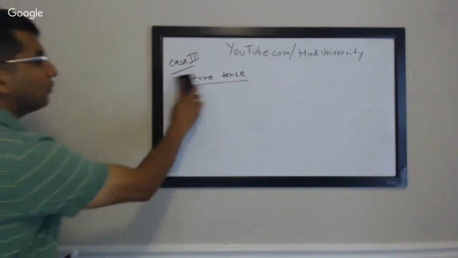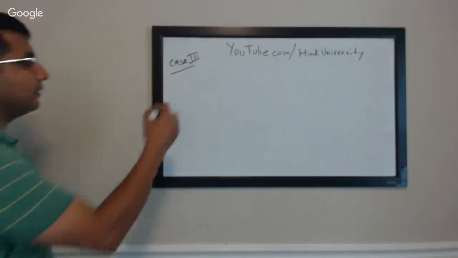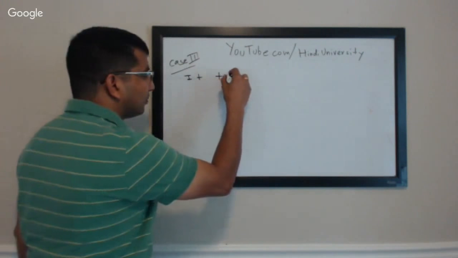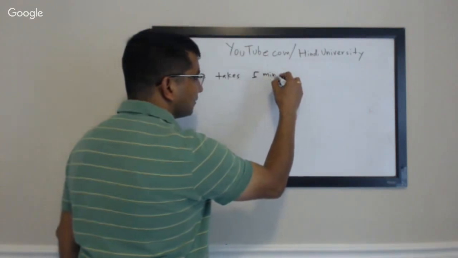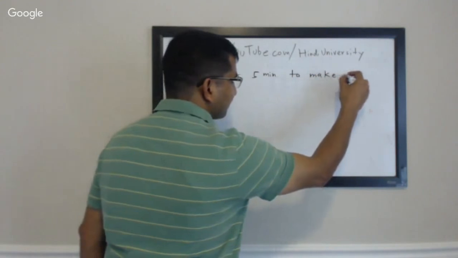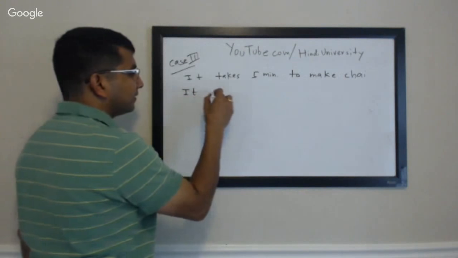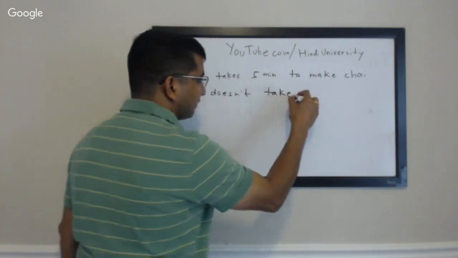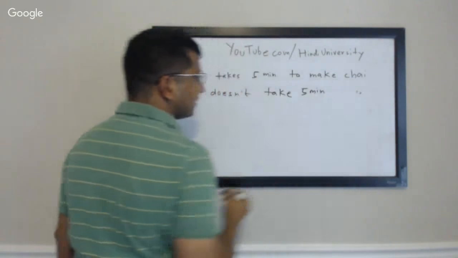So what I'm going to do now is call it a full exercise. Think about it as a revision. It takes 5 minutes to make chai. It doesn't take 5 minutes, again, the same thing, to make a chai.